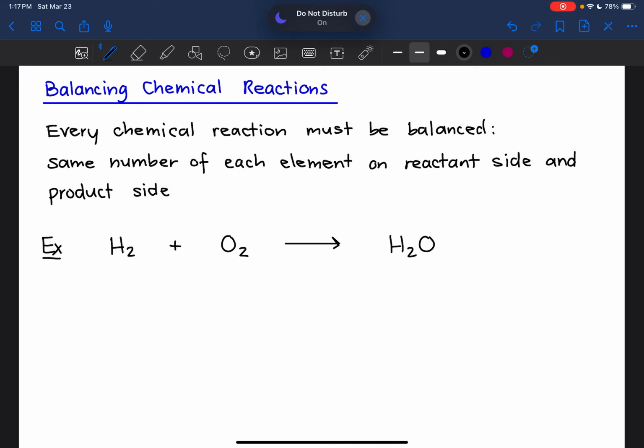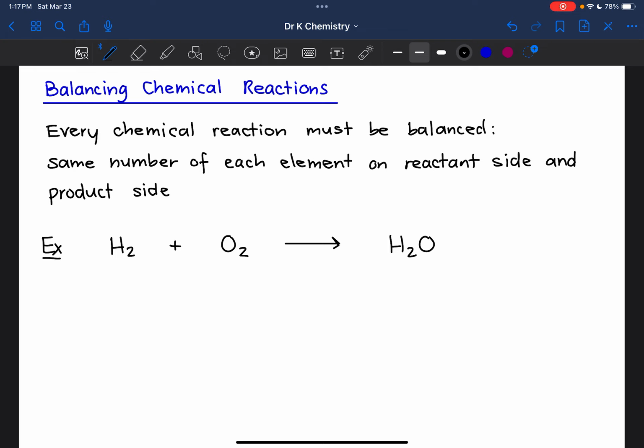In this video, we will learn how to balance chemical reactions. Every chemical reaction must be balanced, which means that there has to be the same number of each element on both the reactant side and on the product side. For example, in the reaction below, we are reacting hydrogen with oxygen to produce water.